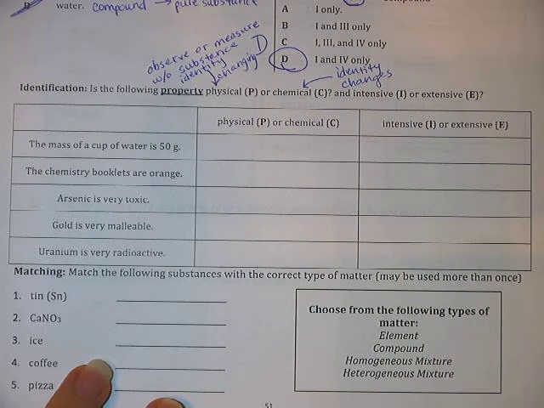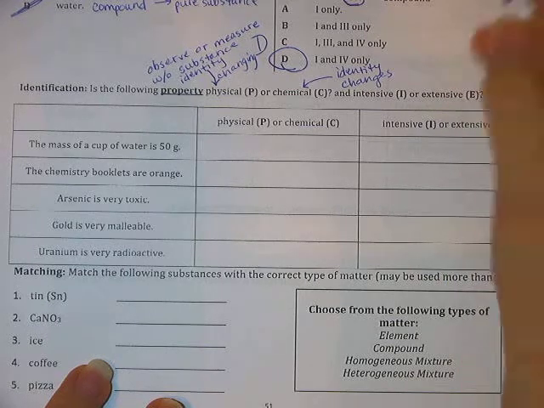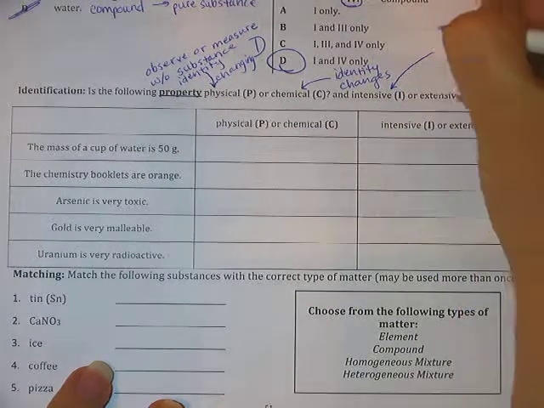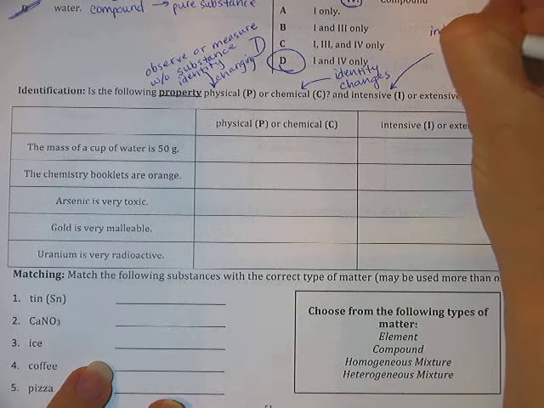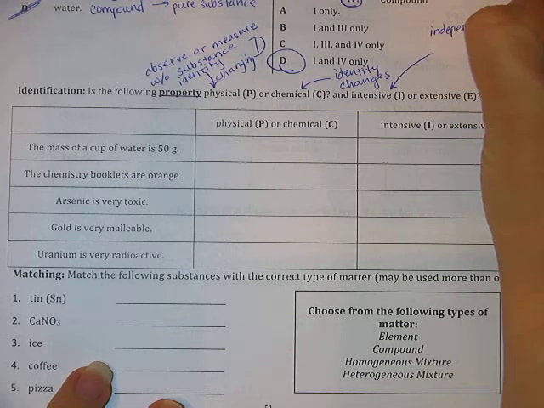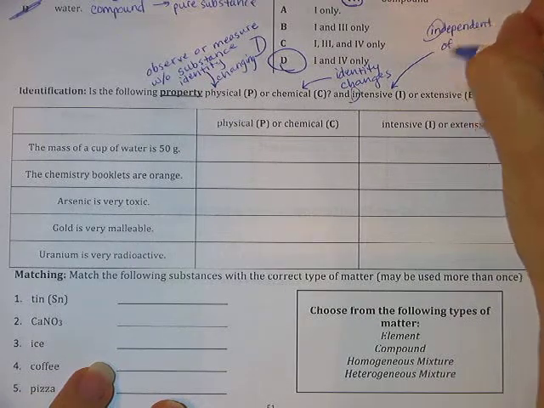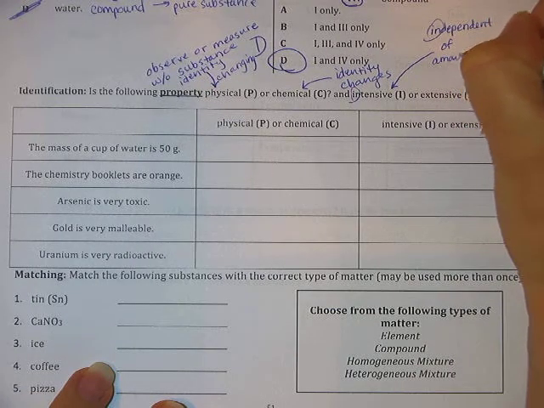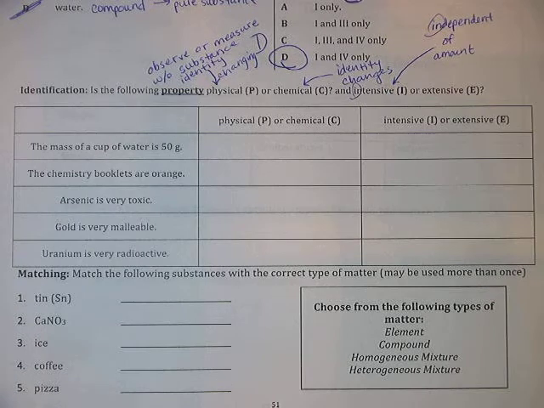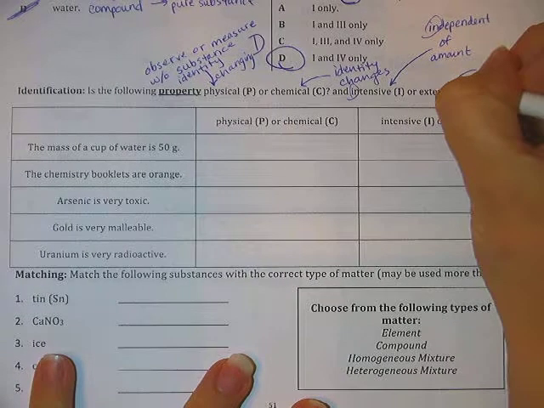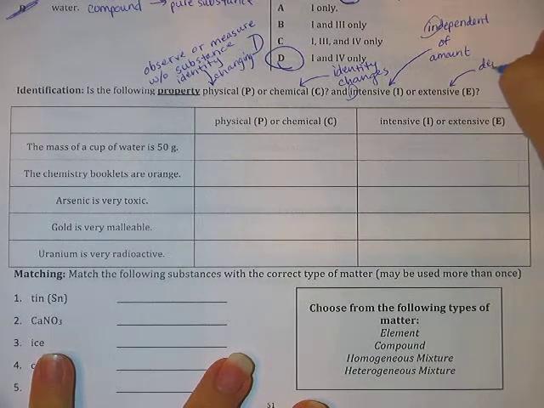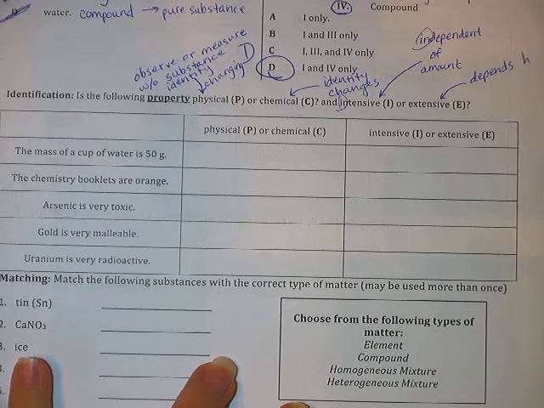Intensive and extensive are different. They're about how much stuff is there. Intensive properties are independent. Intensive is independent of the amount. Doesn't matter how much stuff you have, it's still going to have that property. Extensive depends how much you have.